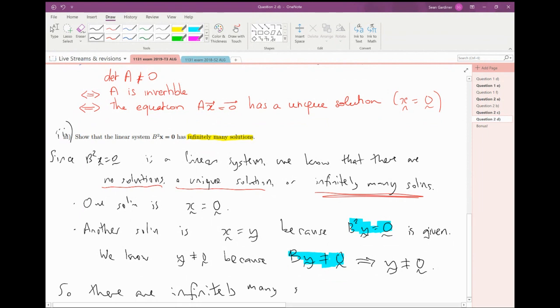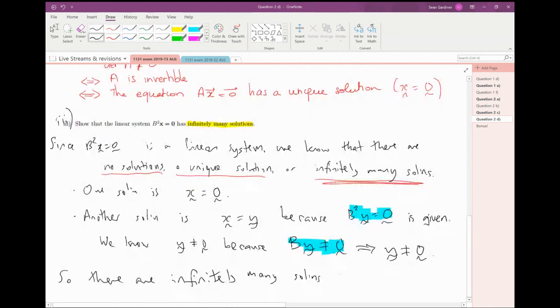Okay, I wouldn't say b squared y is a solution. When you solve the equation, you need to find x. That means you're trying to find b squared times what gives me the 0 vector. It turns out that b squared times 0 gives you the 0 vector. So 0 is a solution. That's what we write when we write x equals. And if you sub in y, you get b squared times y equal to 0, which means that y is a solution.